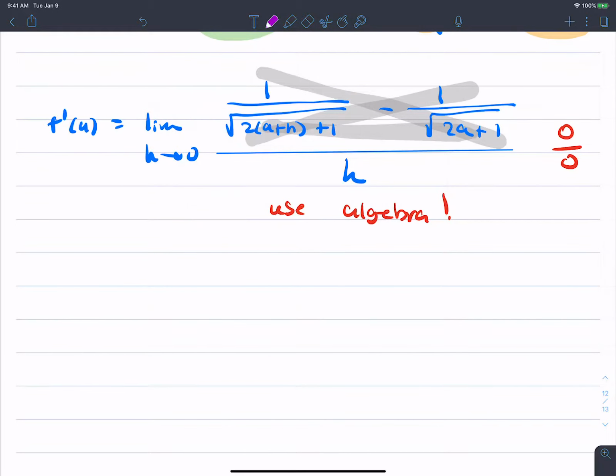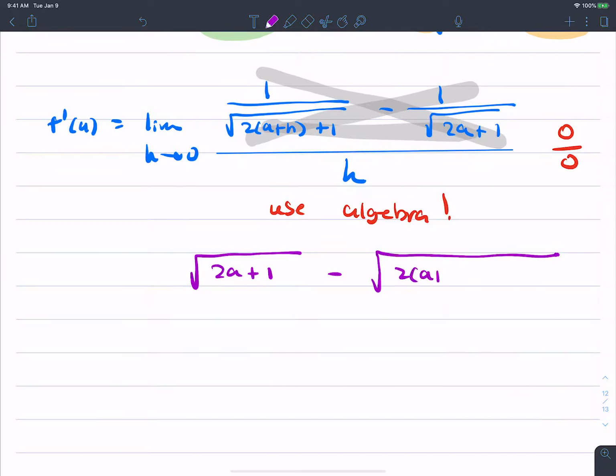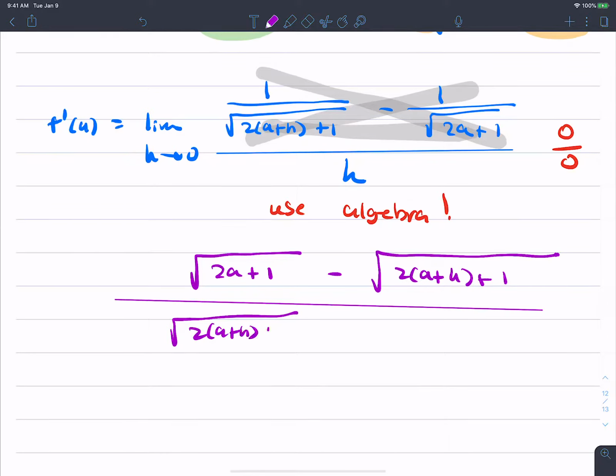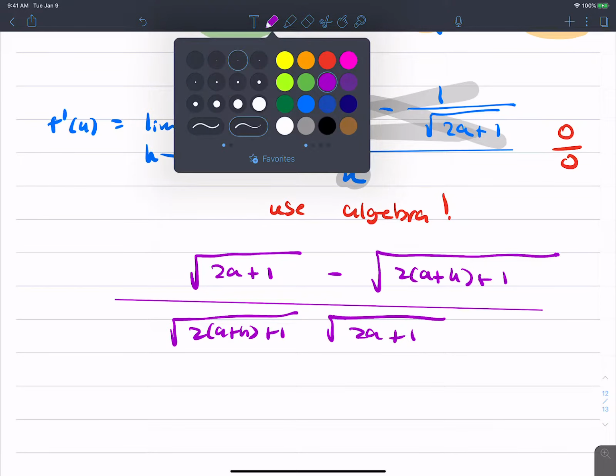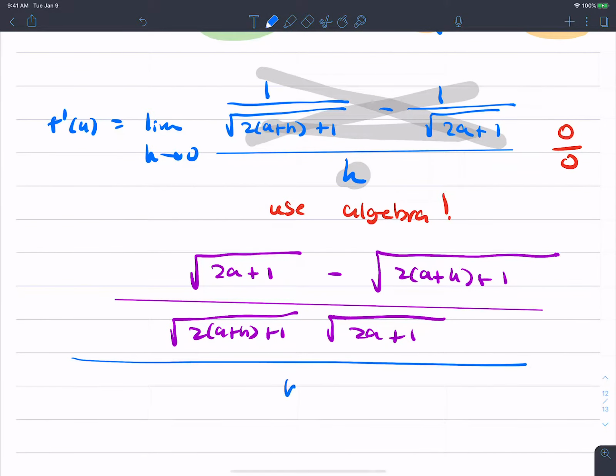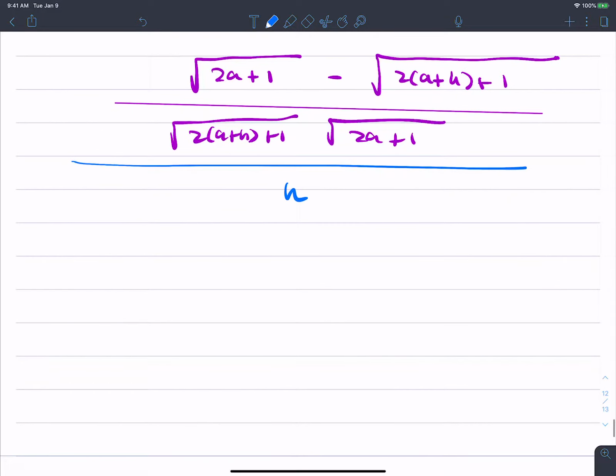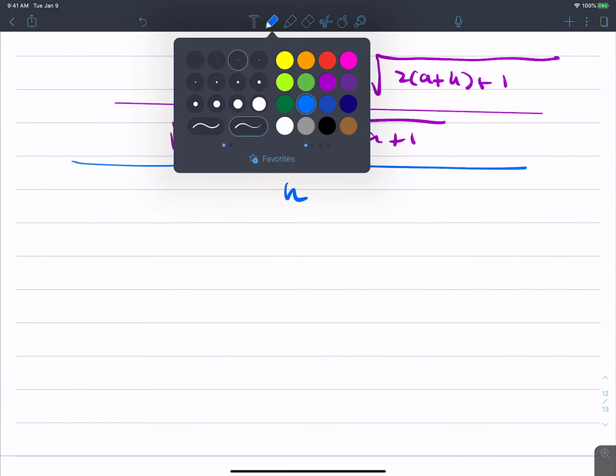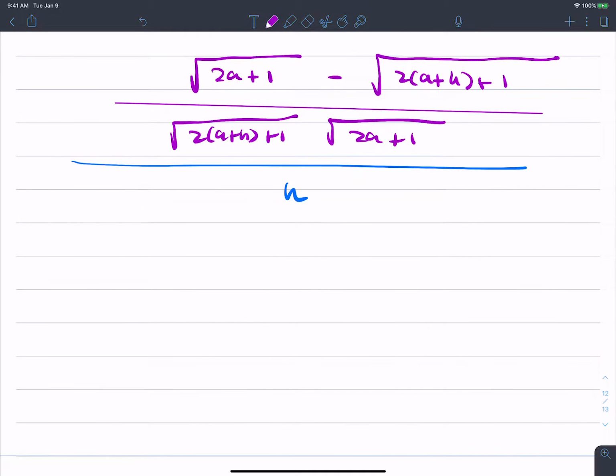So we get the square root of 2a plus 1 minus the square root of 2(a plus h) plus 1, everything over the square root of 2(a plus h) plus 1 times the square root of 2a plus 1. And then don't forget, divide by h. And you might say, what does that really do for me? Well, here's what you end up with, right? We're still doing algebra, so let's keep it purple. What do we end up with?